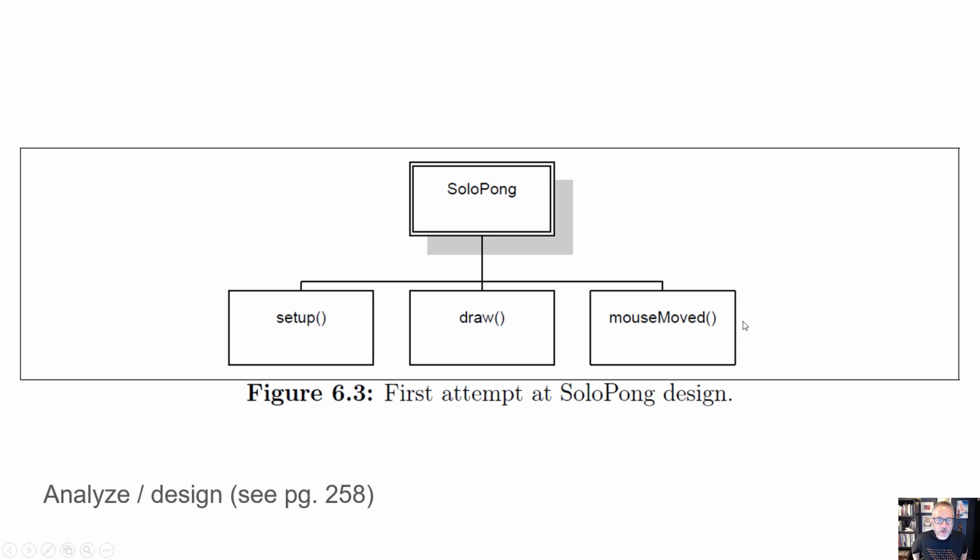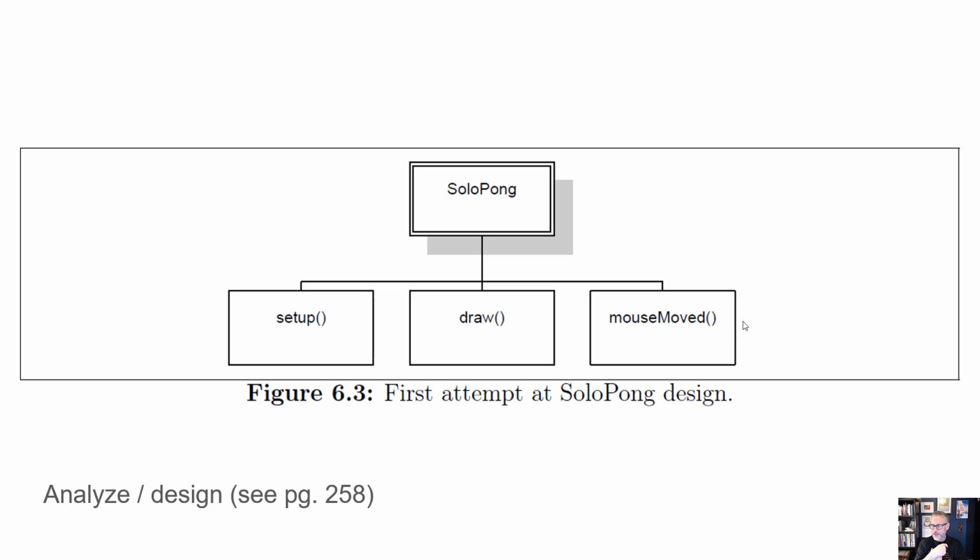All right, welcome back. So what we're going to think about now is how do we design that solo pong game in a top-down manner, okay? So a good place to start is to start from what you already know. Given the way the program demo that I had behaved, or even the sketch that we looked at, we probably could figure out that our solo pong game is going to need at least three methods: a setup method, a draw method, and a mouse moved method.